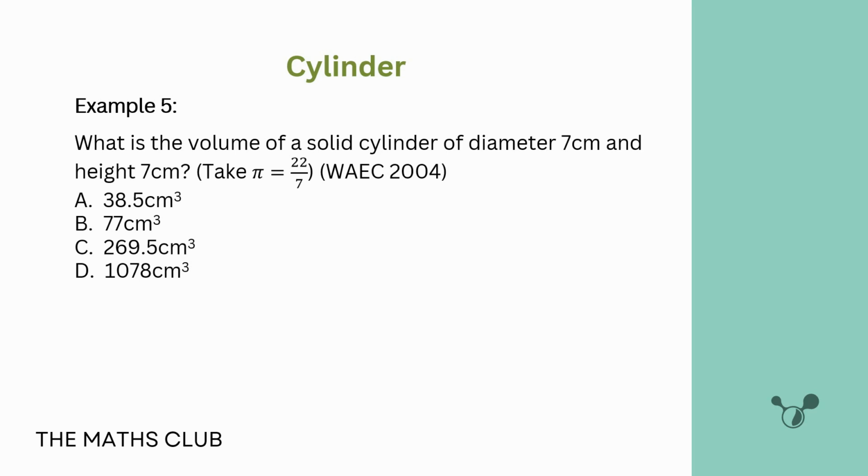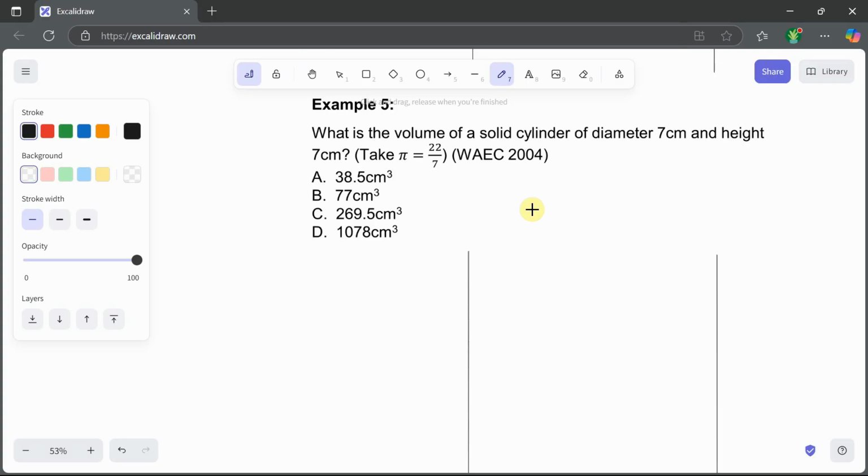Example 5 now says, what is the volume of a solid cylinder of diameter 7 centimeters and height 7 centimeters? Take pi to be 22/7. I'm sure this is something you can solve. So we're given this question. The volume of a cylinder will always be the same whether it's open top or closed top. So we know the volume to be pi r squared h.